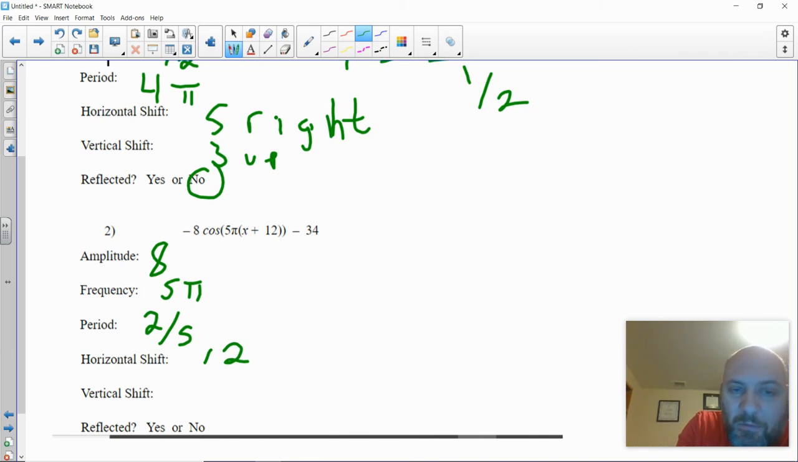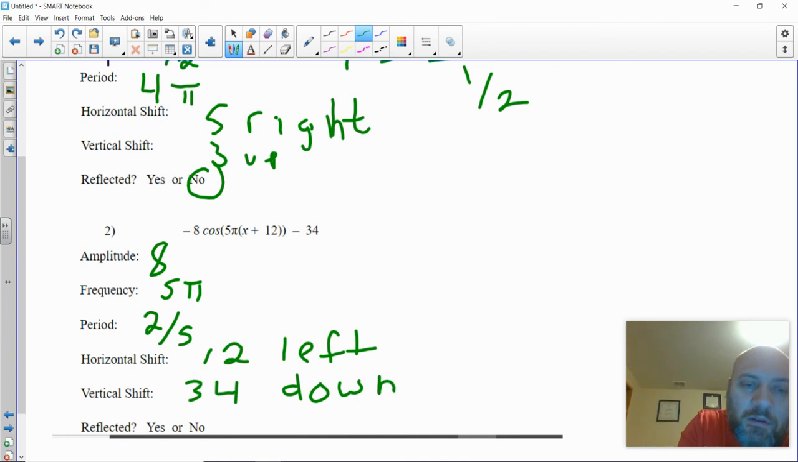And it is negative 12 because x minus a negative make it positive inside the parentheses. So it is 12 to the left. My vertical shift is at 34 outside the parentheses. It's negative, so it's going down. And in this case, I do have a negative before the 8. So yes, there will be a reflection over the y-axis.